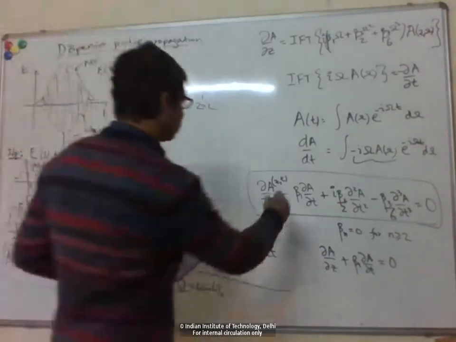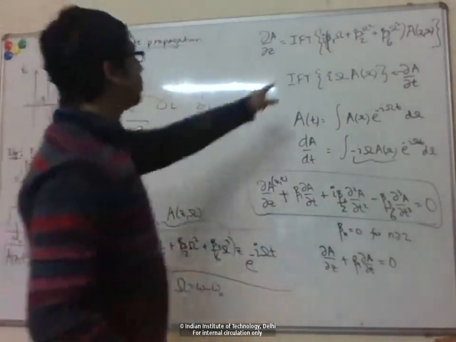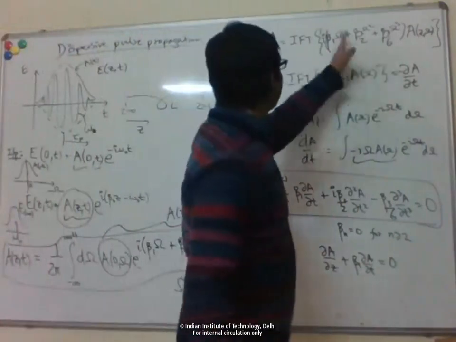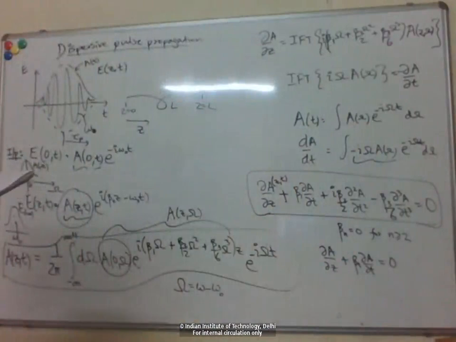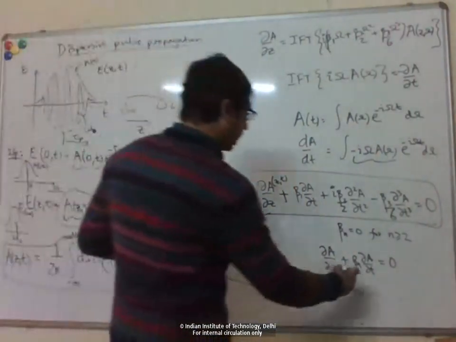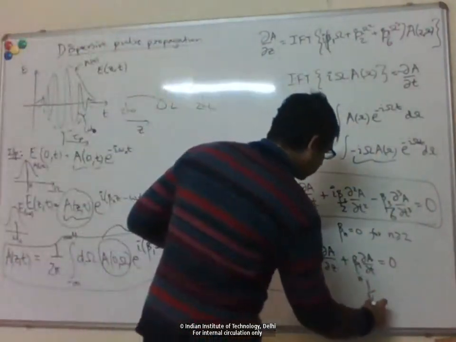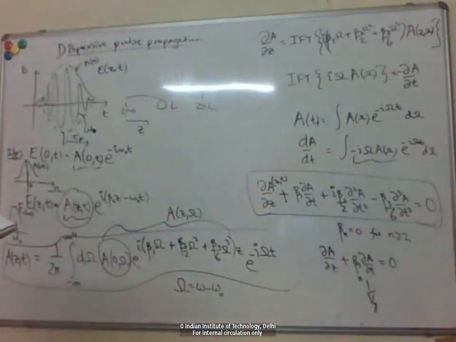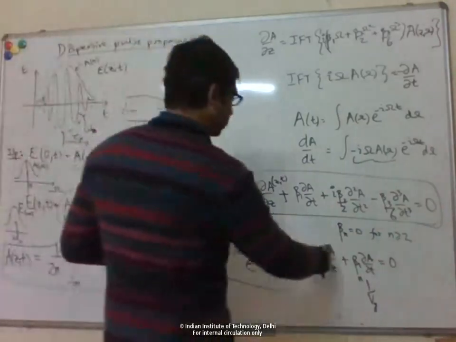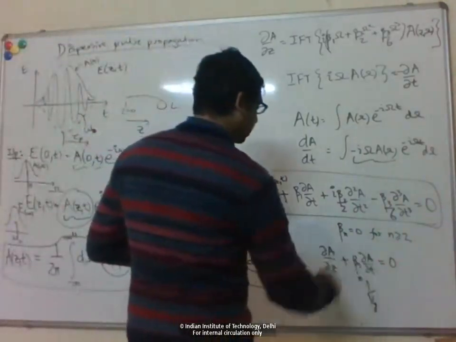No, that is still plus. Because we have a minus here, then we take it to the other side, it becomes plus. Anyway, recall this beta 1 was 1 over the group velocity. So this is like dA by dz plus 1 over Vg dA by dt.